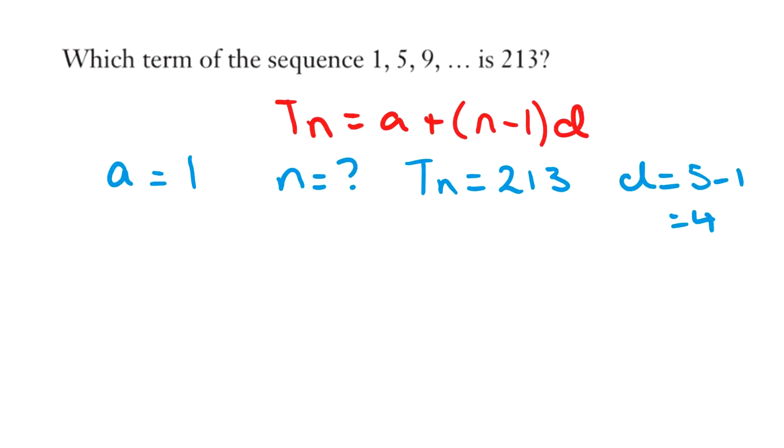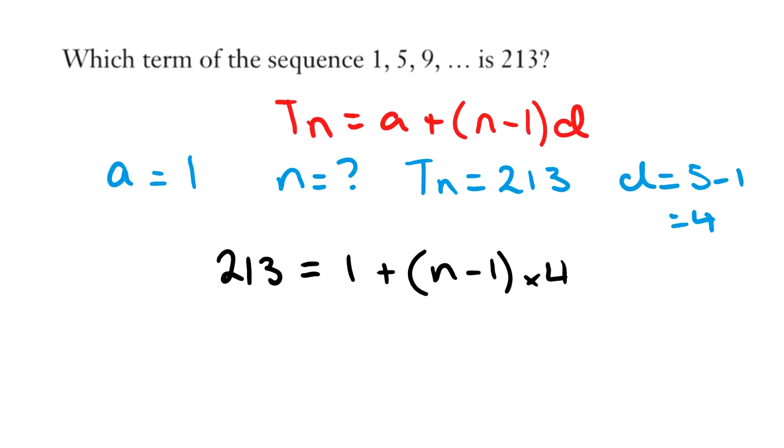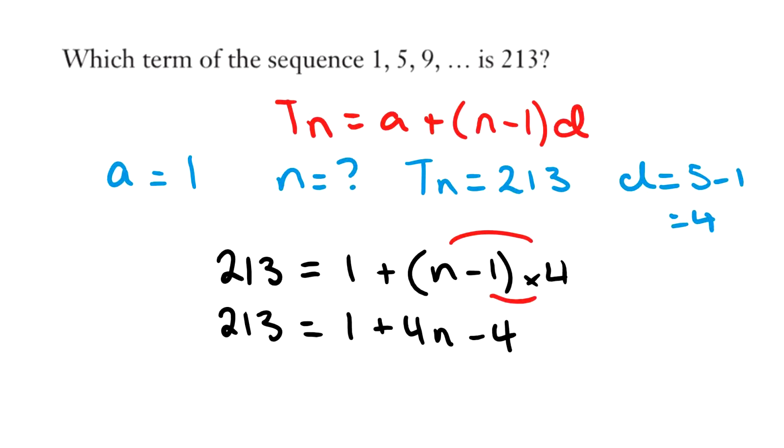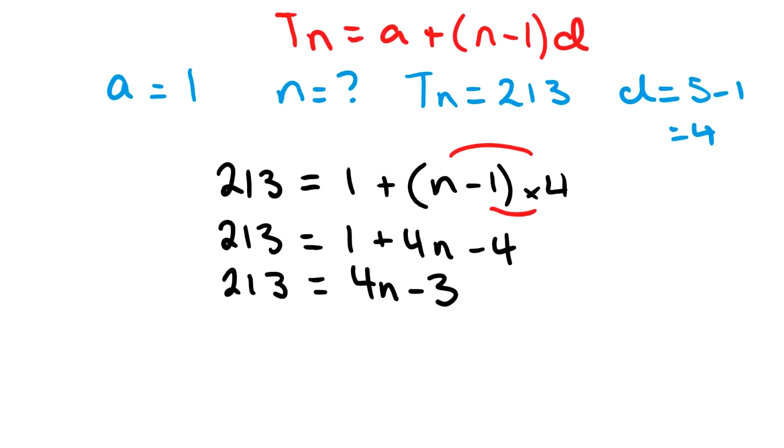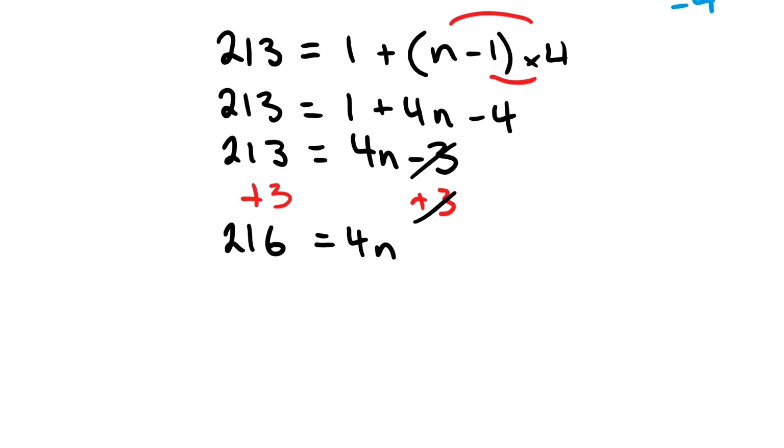Since we only have one unknown, we can solve this by just substituting in and then rearranging. So we know 213 is going to equal 1 plus n minus 1 times 4. What I can do now is expand that. So 213 equals 1 plus 4n take away 4. I can combine my like terms on the right hand side. So 213 equals 4n take away 3. And then it becomes just a regular equation. Plus 3, plus 3, with those cancelling out there. And then we can divide by 4. And n ends up equaling 54.